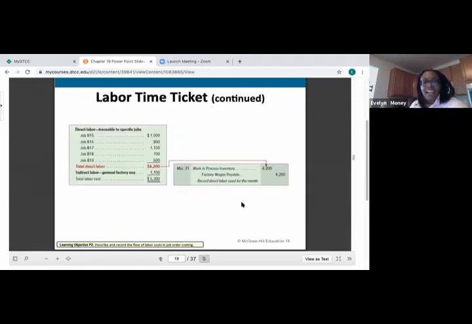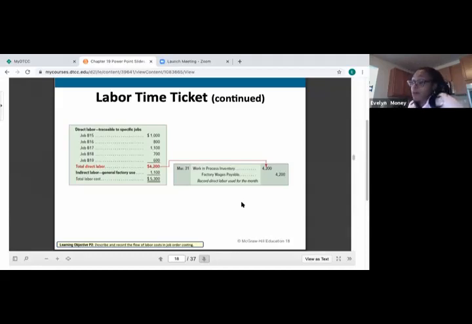Now, let's see our next entry. The same way, there is no separate account called direct materials. There is no separate account called direct labor. When we record direct labor, it goes directly into work in process. So we debit work in process, and then we credit factory wages payable, or salaries and wages payable. Or you can credit cash. There are a couple of things that you can do with that one depending on the problem.